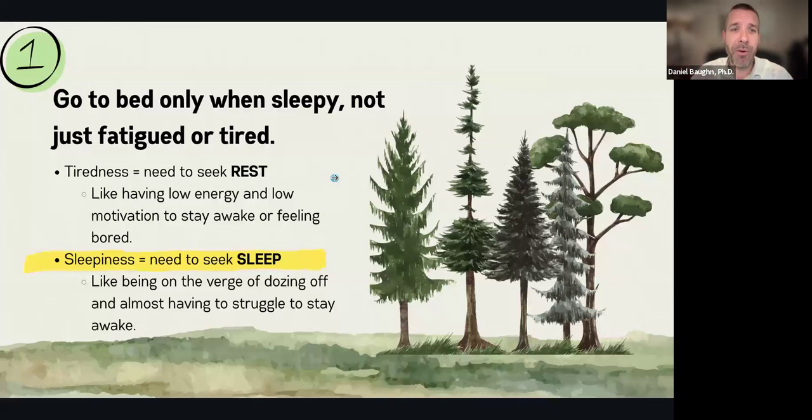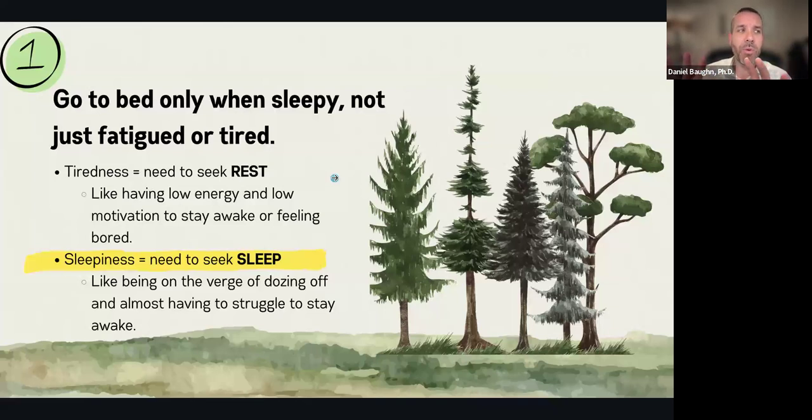The first one here is going to bed only when you're sleepy, not just when you're fatigued or tired. I'm going to let that one sit a little bit because I know almost everyone probably has a thought about this. When I'm working with clients, either over video or face to face, this is usually the gasp moment of, wait, what? I only go to bed when I'm sleepy and not fatigued or tired?